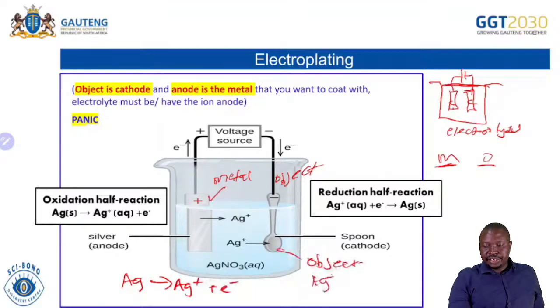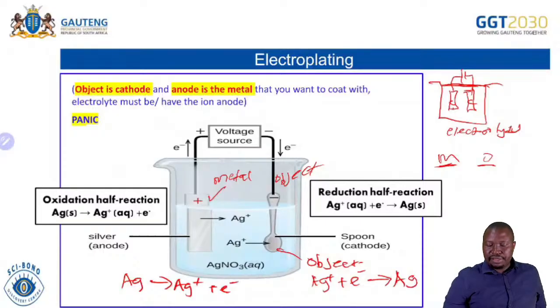So you'll say Ag plus an electron forming Ag. And then when we come back, we're concluding the lesson.